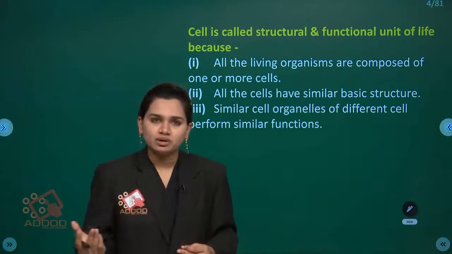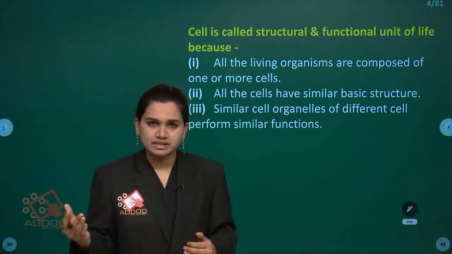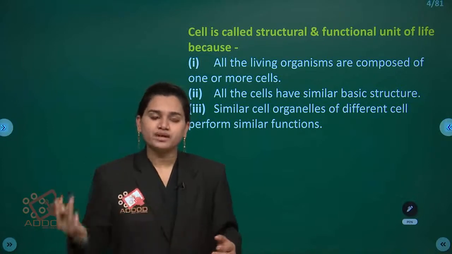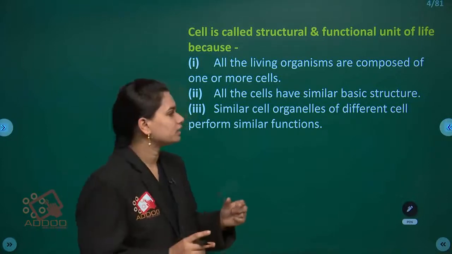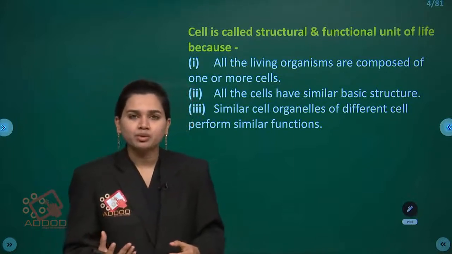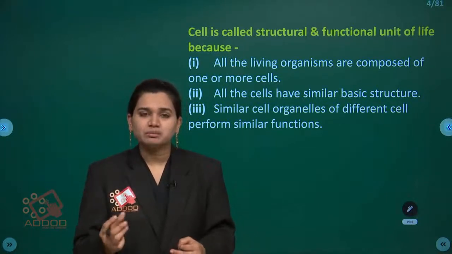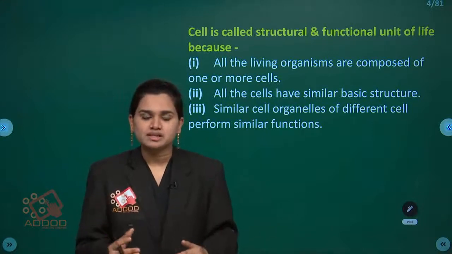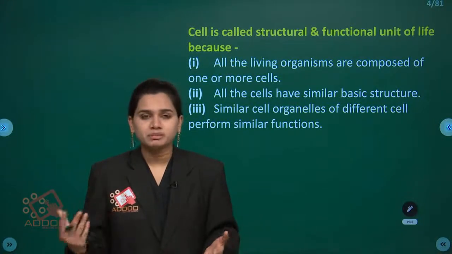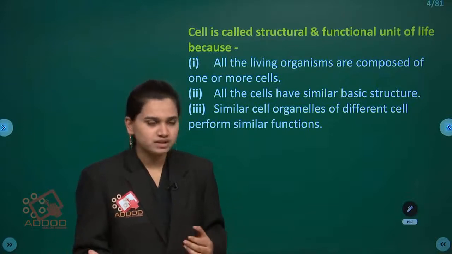Now if it is a multicellular organism, then the work will be divided among different cells. Whereas if it is a unicellular organism which consists of a single cell, all the functions will be performed by that particular cell. All these cells have a similar basic structure. Any cell, either a plant cell or an animal cell, has the same basic structure. Though there might be some organelles present in the plant cell which might not be present in the animal cell, the basic structure will be the same for all the different types of cells.